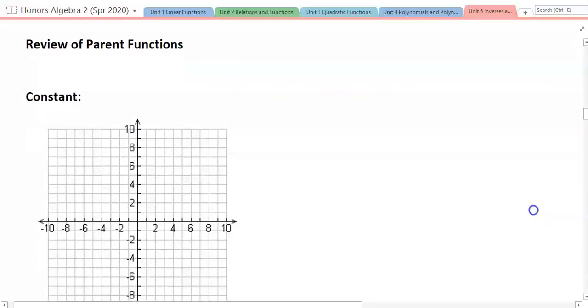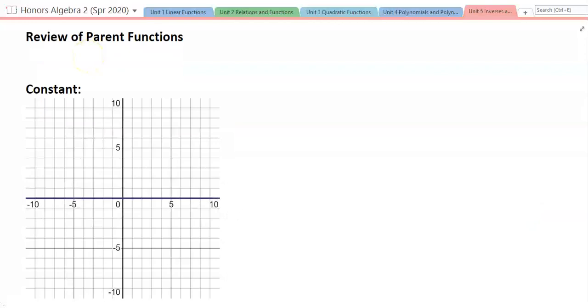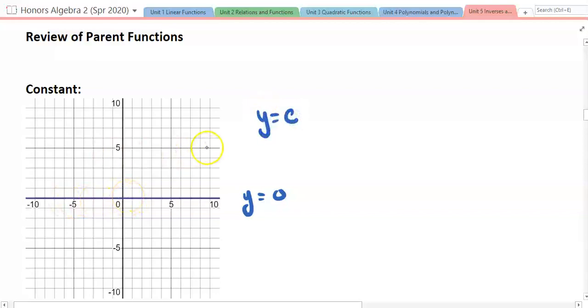First, let's take a little review of some parent functions. The first type of function we're going to look at is the constant function. Remember that this is going to be the line y equals 0 because it goes through the y-axis at 0. Right? Now, the general form of any constant function is y equals c, with the c being the y-intercept of that line.